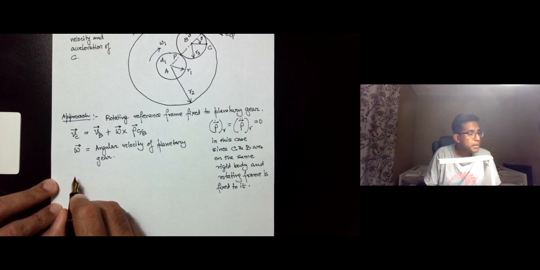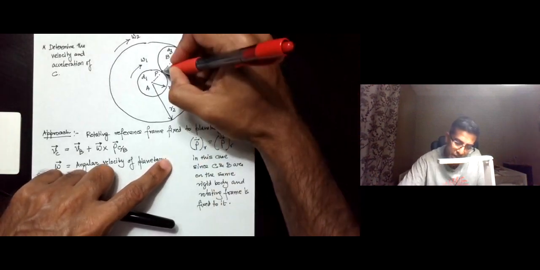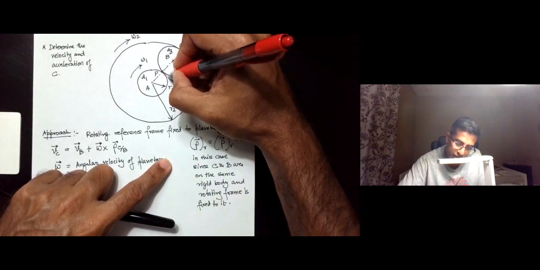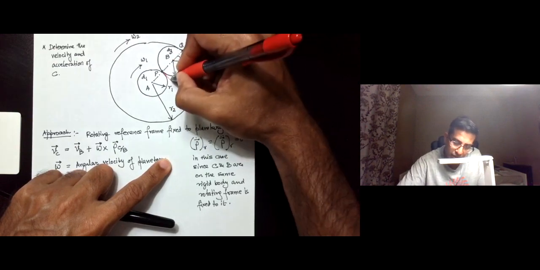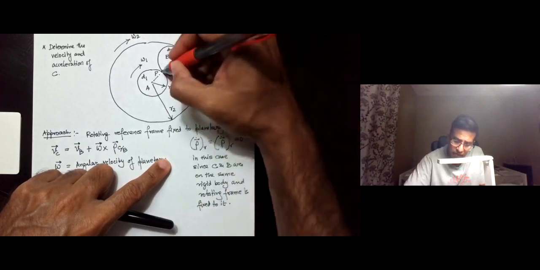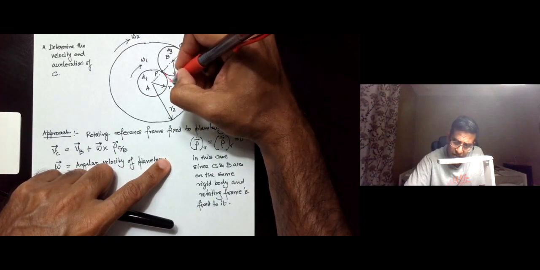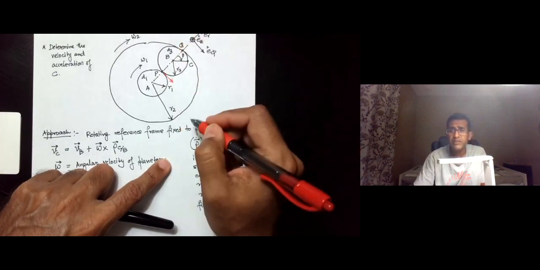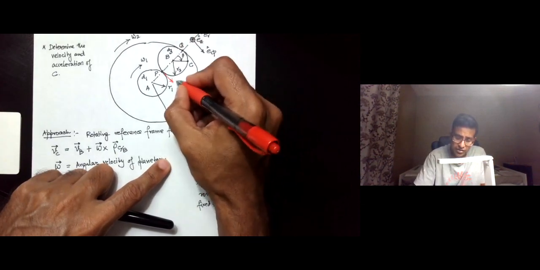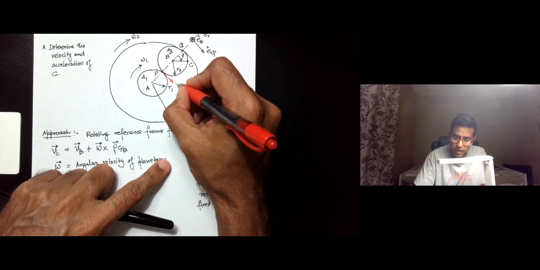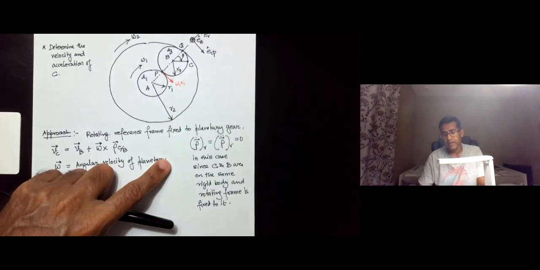So we can then say that, you can see here that the velocity of the point P, if you consider the sun gear, is basically in the direction of E phi, and the magnitude is omega 1 r1.